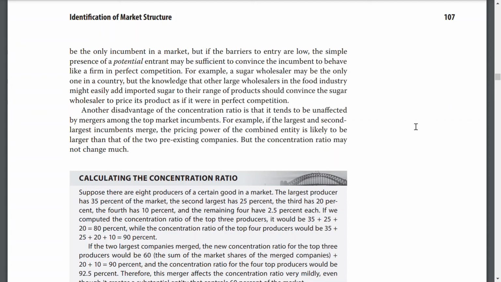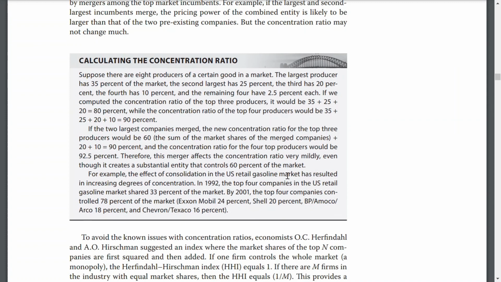Another disadvantage of the concentration ratio is that it tends to be unaffected by mergers among the top market incumbents. For example, if the largest and second largest incumbents merge, the price power of the combined entity is likely to be larger than that of the two pre-existing companies, and the concentration ratio may not change much. So, calculating the concentration ratio, we have the formula above. I don't think I have to go into this.